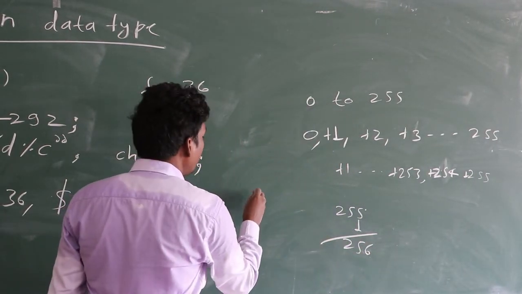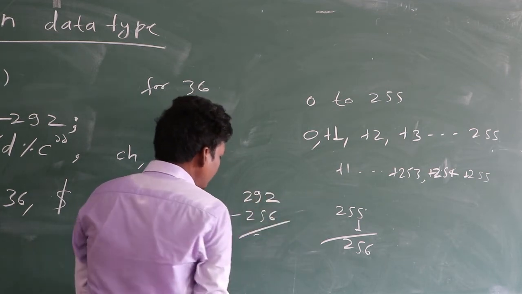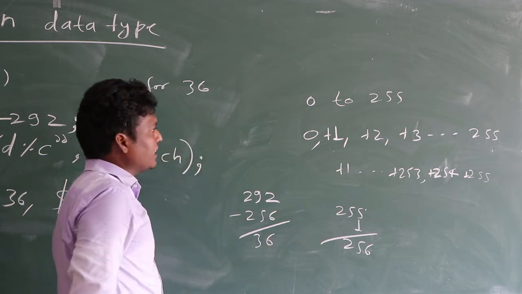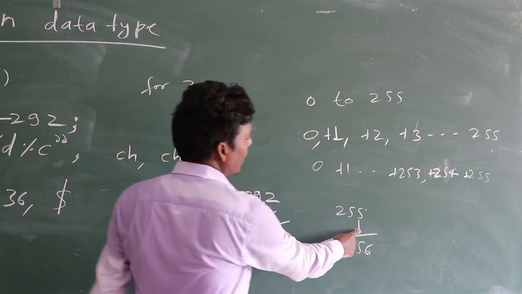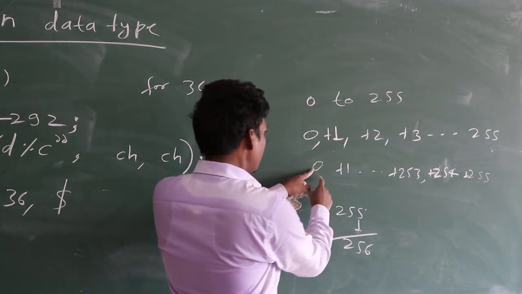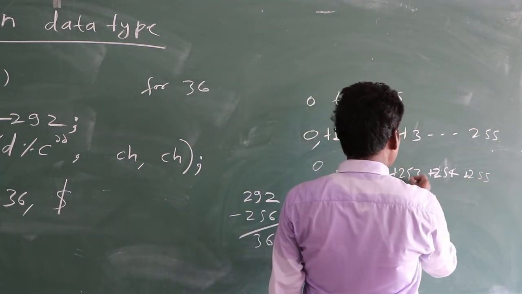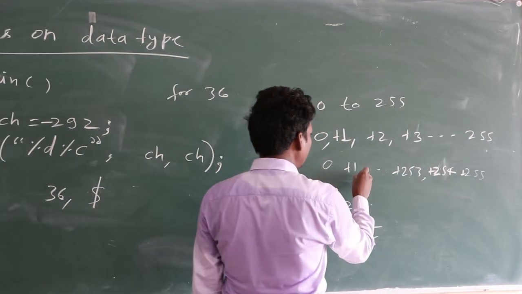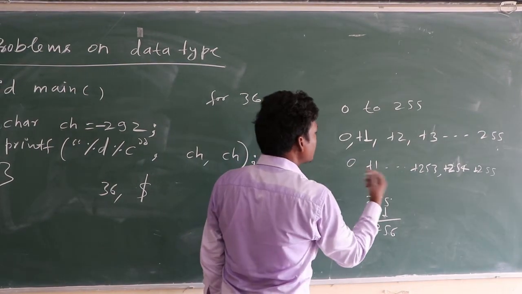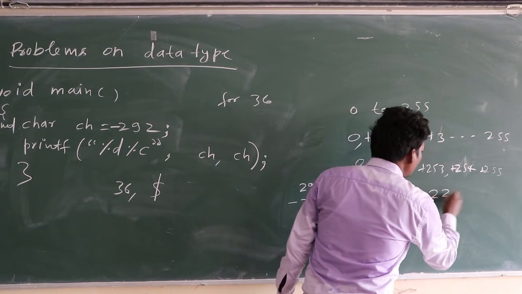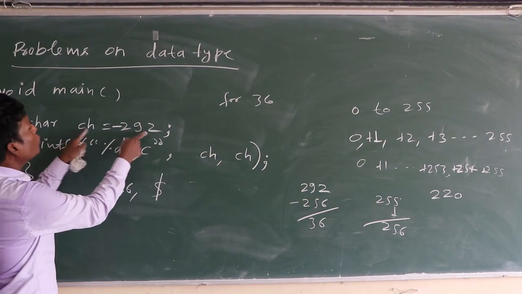Total value is 256. How many times is it short of 292? Minus 256, the total value is 36. You are here at 0 because you have added 1 for 0. So you are here. You have to further move 36 points. So 255, 254, 253, 252, 251, 250, 249 ... When you move 36 points, you will get the value 220 finally. So CH now has the value 220.